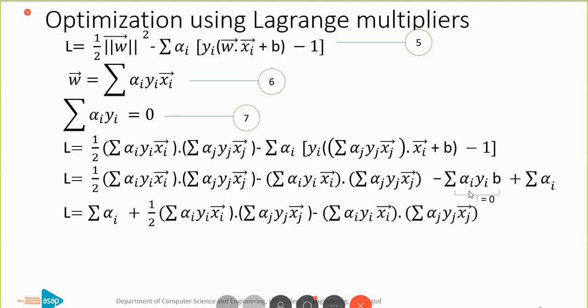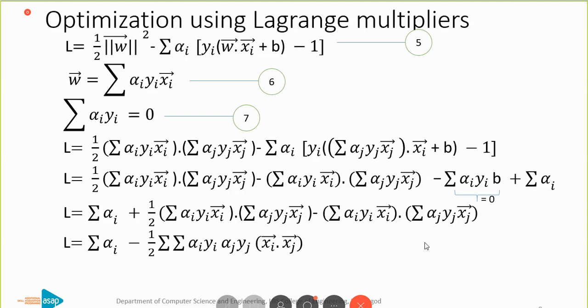Now when I rewrite it, I will take this alpha i in the beginning. So L is equal to sum of alpha i plus 1 by 2 into the same expression, the dot product of these samples. I am just taking it as a double summation. I will take alpha i, yi, alpha j, yj outside and write it as the dot product of xi dot xj. So rewriting the Lagrangian as a double summation, this is our final Lagrangian expression.